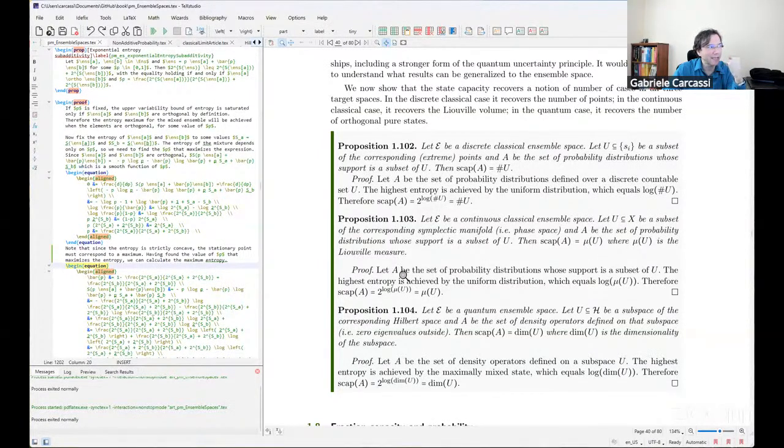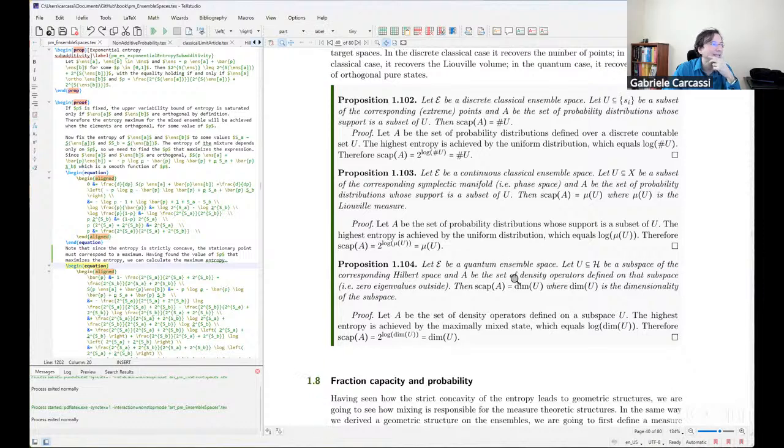And again, you take A to be a set of distributions whose support is U. The highest entropy is achieved by the uniform distribution, which equals the logarithm of the measure of U. And therefore, the state capacity of A is equal to the exponential of the entropy, which is the logarithm of mu of U, and therefore you get mu of U.